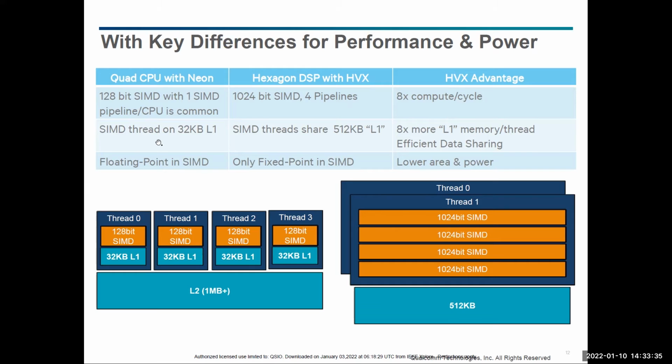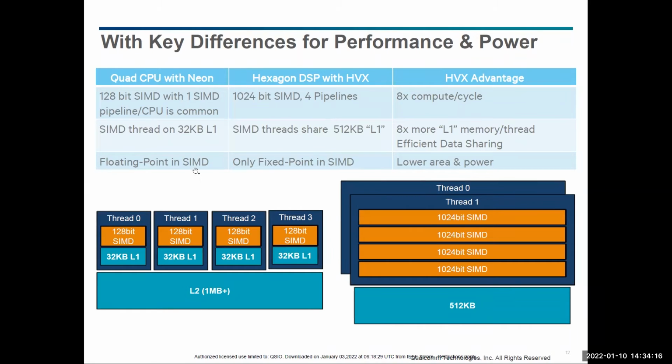The second advantage of Hexagon DSP over CPU is that the L1 cache on Neon is just 32 KB, whereas SIMD threads share 512 KB of L1 and L2 caches. So this again gives 8 times more efficient data sharing between the different threads. And since the data is available for imaging applications in a larger memory pool, this helps image processing applications significantly.